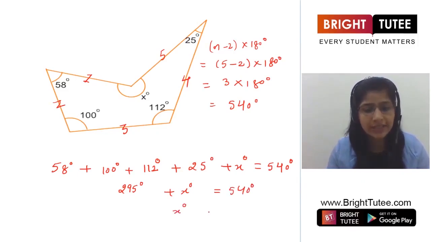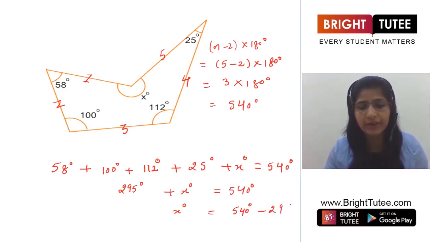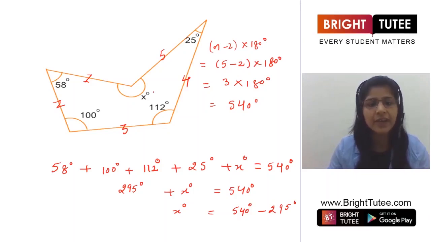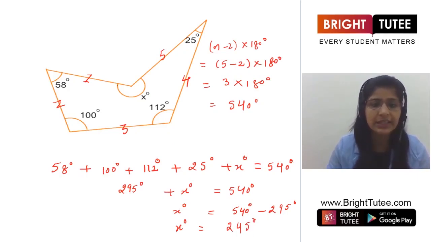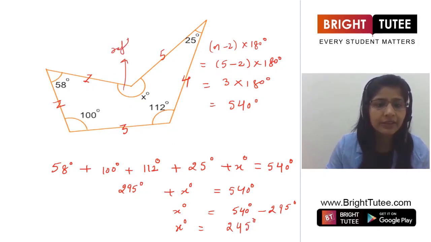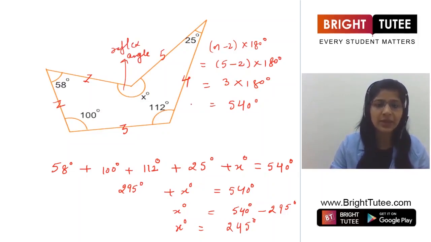So now x degrees will be equal to 540 degrees minus 295 degrees, right? So this is what we have done. We have calculated the angle x. So what will be the measurement of x angle? 245 degrees. This will be the final answer for angle x. Clear? Obviously it would be more than 180 degrees because it is a reflex angle, right? So this was another question.